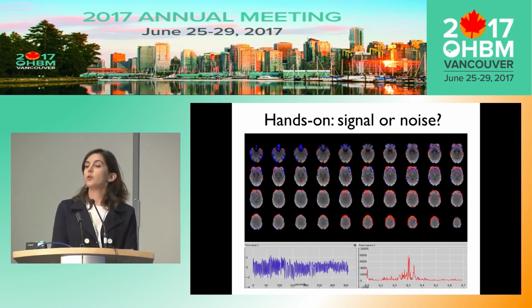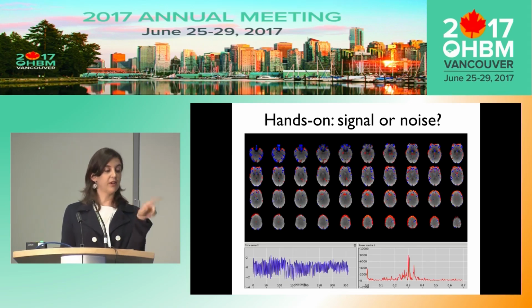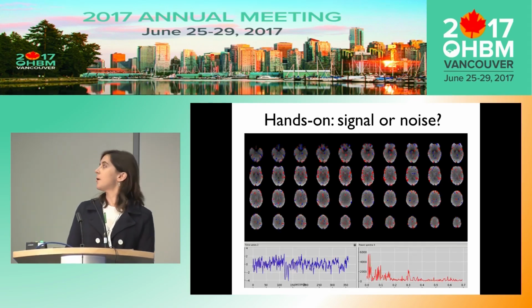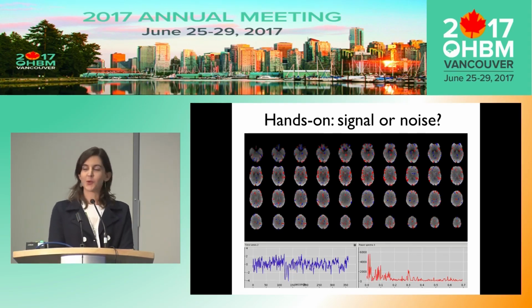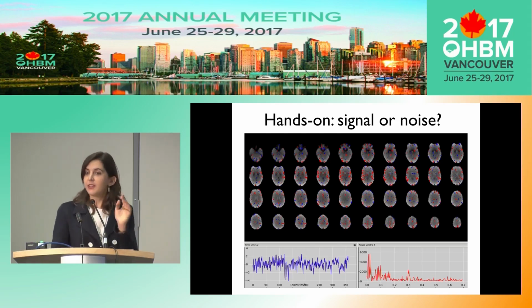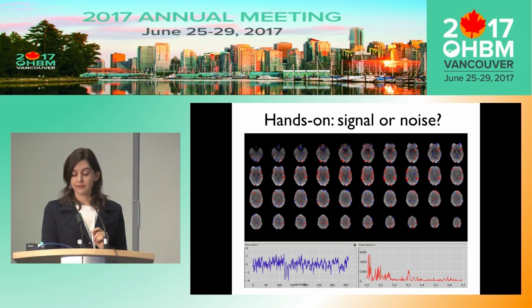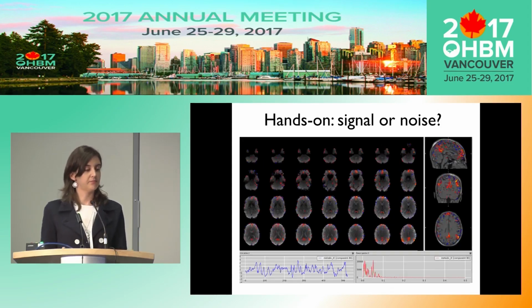Second one, who thinks this is signal? Who thinks this is noise? Very good. Okay, motion-related component, ring around the edge of the brain, sawtooth pattern, high-frequency power spectrum. Third one. Who thinks this is signal? Who thinks this is noise? That's the problem. So it's not all that easy. And even if we have the theoretical guidelines, it's not that easy anyway. So let's leave it here for the moment. I will show you a few more examples, and we will come back to this.